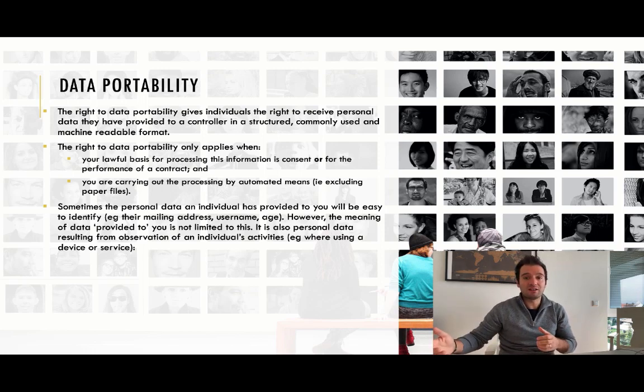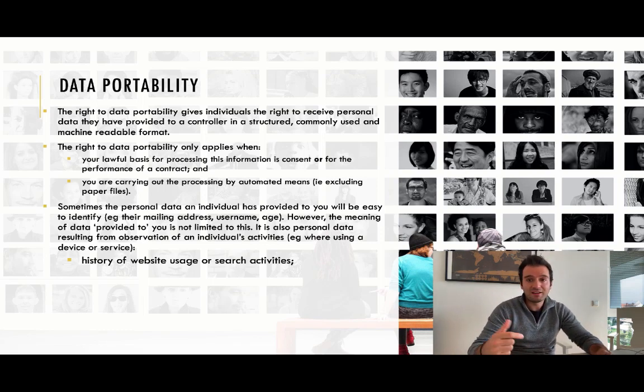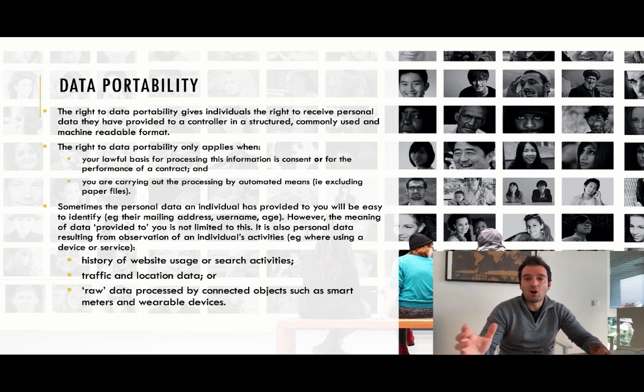However, the meaning of data provided to you is not limited to this. It is also personal data resulting from observation of an individual's activities, for example, when using a device or service. This may include history of website usage or search activities, traffic and location data, or raw data processed by connected objects, such as smart meters and wearable devices. So you can ask your car provider about your navigation history, for example.